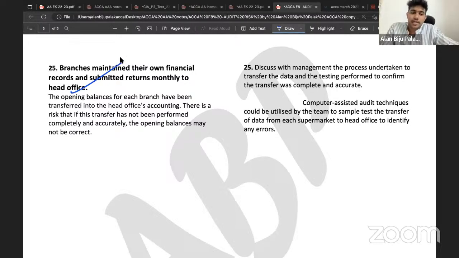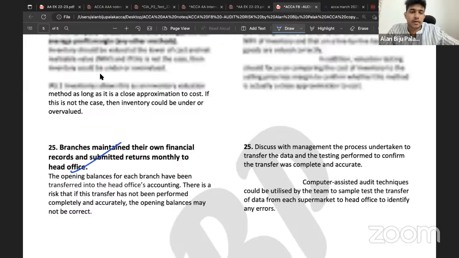You can discuss with the management about the level of controls that the company have taken place while transferring data from the branches to the head office to confirm the completeness and accuracy of data. If possible, the auditor should also perform tests of controls to ensure the efficiency of the internal control system. So this is what you need to provide as a response whenever there is a transfer of data. Clear? Understood properly?